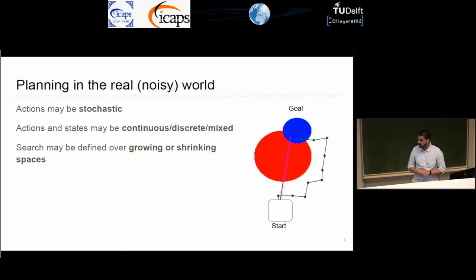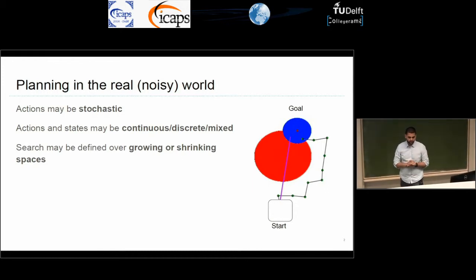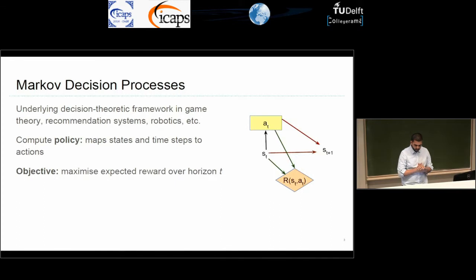Not surprisingly, the kind of problem setting we're interested in is stochastic planning, right? So actions can be stochastic. The states can be mixed, discrete, or continuous. But perhaps one of the twists that we want to look at, and I'll substantiate this by examples, is that we want to conduct search over growing and shrinking spaces, and that's motivated by some applications we were looking at.